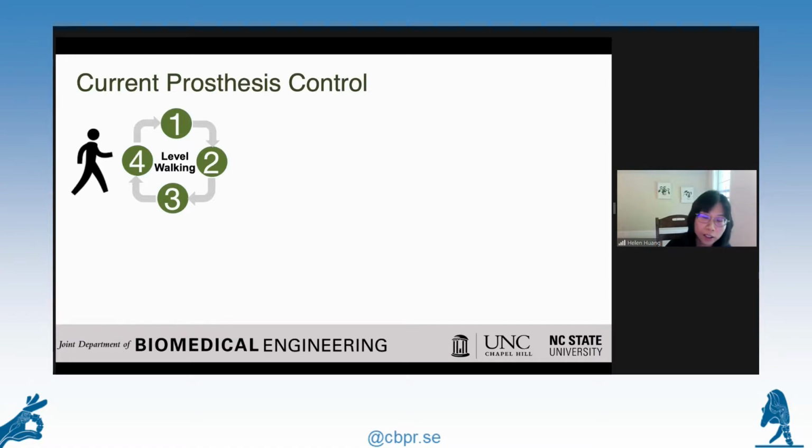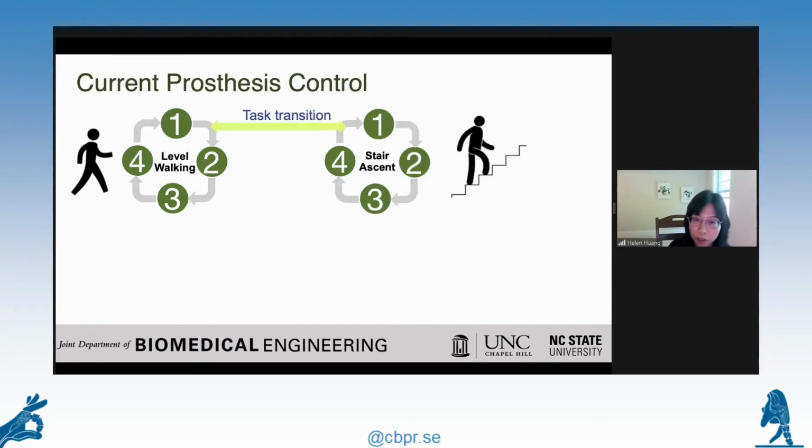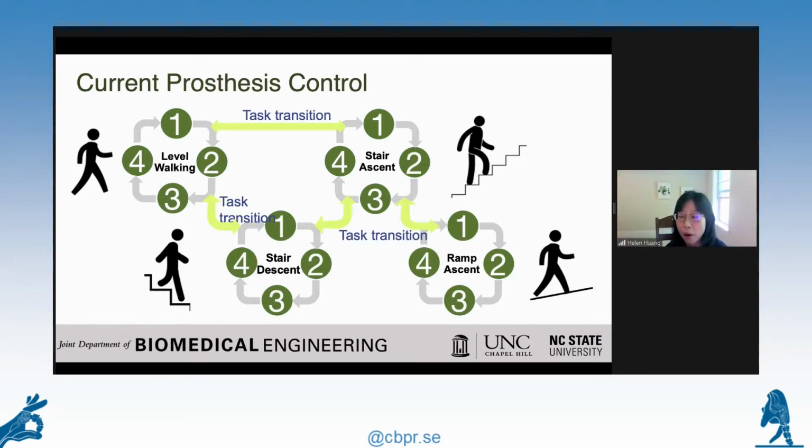The circle that I'm showing here represents this state machine. If you work on level ground walking, then you need to generate one circle, one state machine, for level ground walking. But if you include other tasks, you have to re-describe and pre-program the controller to describe the new behavior of the device. You can continue expanding that depending on how many tasks or locomotion modes you want to support for the patients.